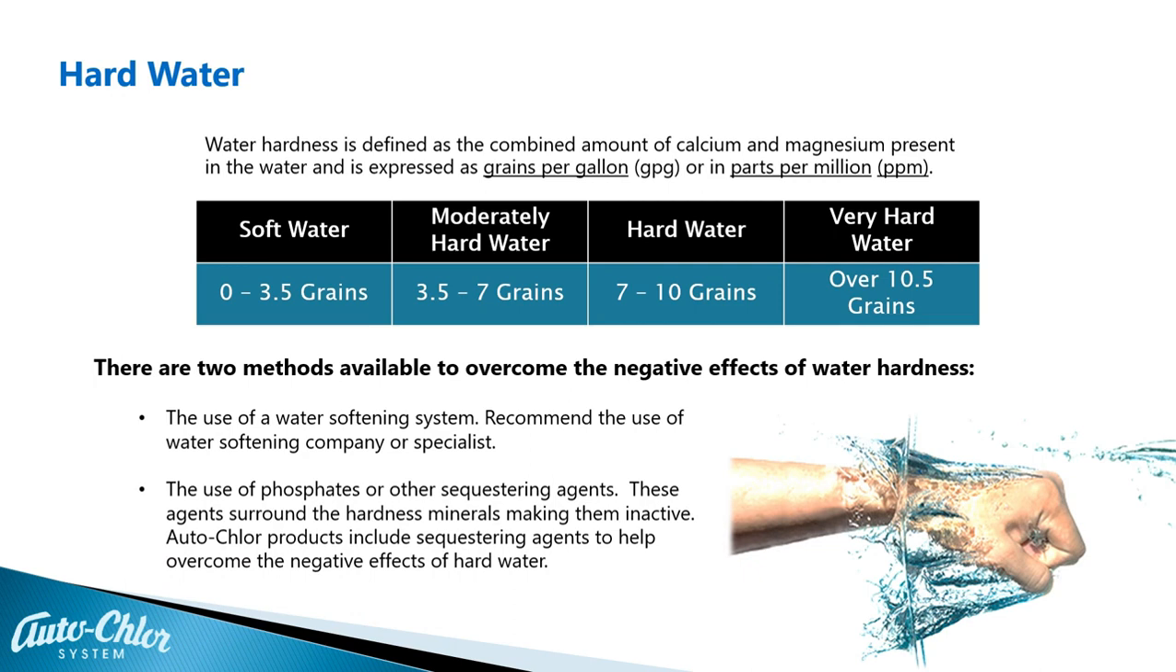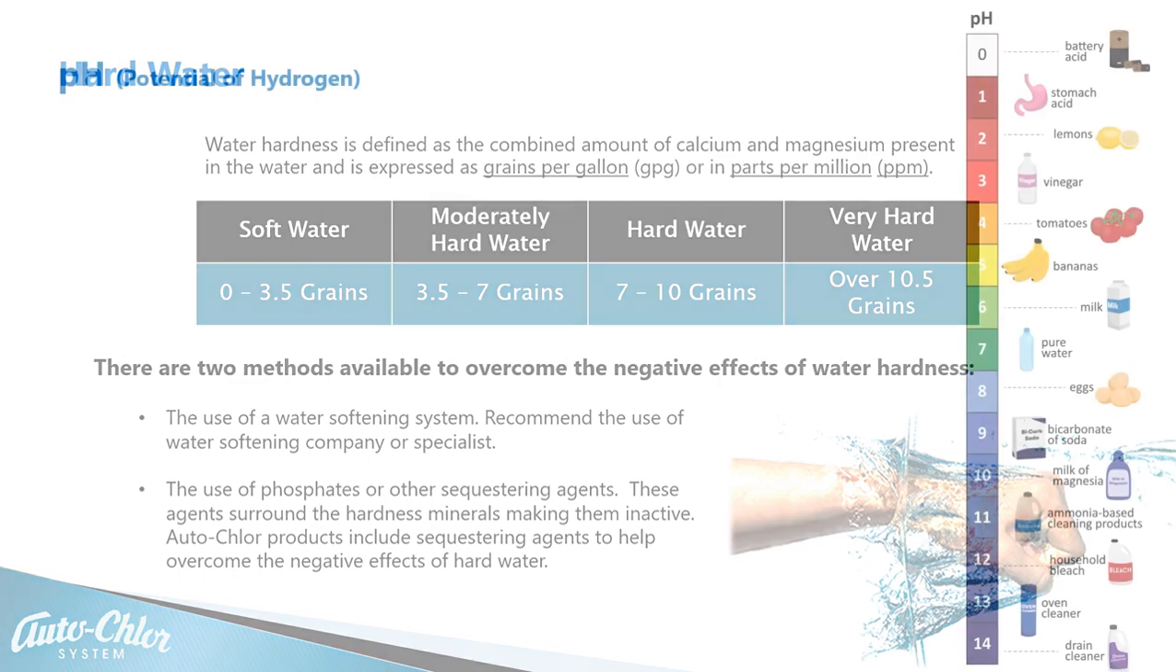Again, sequestering agents or phosphates, when these are injected into the chemistry or into the water of a laundry, they actually surround minerals, render them inactive, and then allow our detergent, our bleaches, and other ingredients to actually perform as we're expected. A lot of our auto chloride products already has sequestering agents built into it to overcome this. And again, as we talked about a second ago, when we start getting above 7 to 10 grains or above hard water level, customers still going to need a water softener.